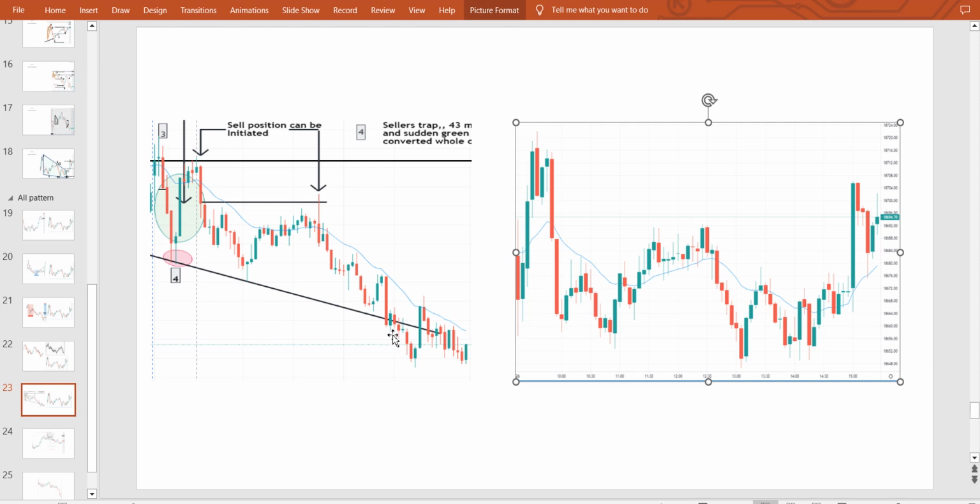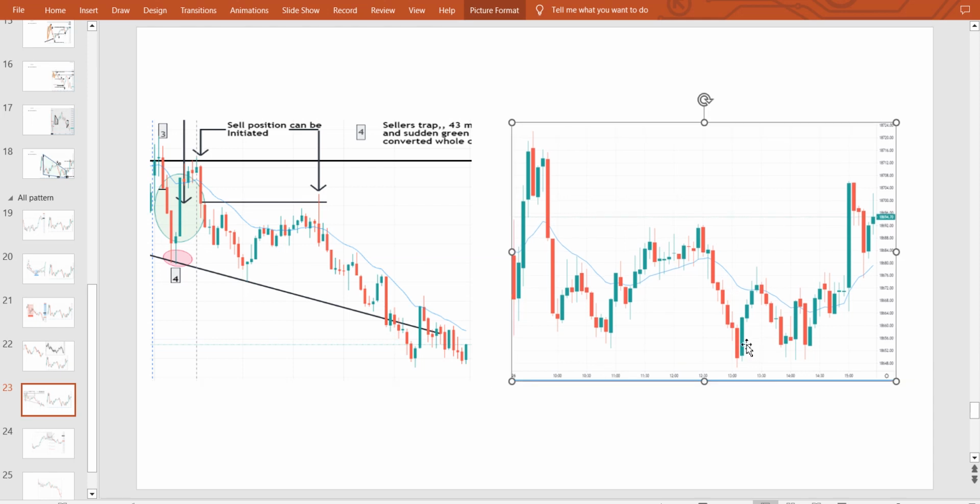Here buyers have not faded the selling channel. Today's move is faded by buyers. So every selling pressure is an exhausted move, and at every low buyers are present. So every breakout is bought by buyers.